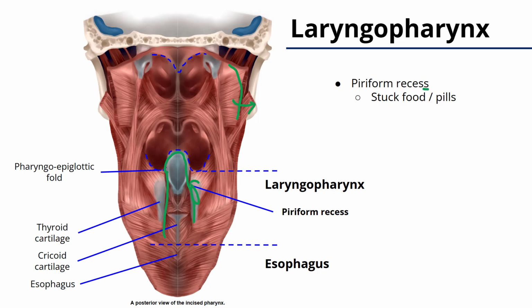because that piriform recess is a common location where small bits of food or even pills may get stuck if there isn't enough saliva or moisture to wash those items down. Washing them down would continue their path from the laryngopharynx into the esophagus. Now, recall that this is the aerodigestive pathway, so that's the way that foodstuffs or beverages may pass.